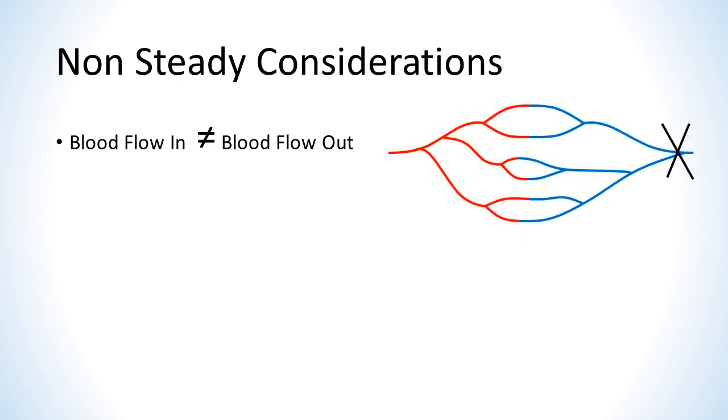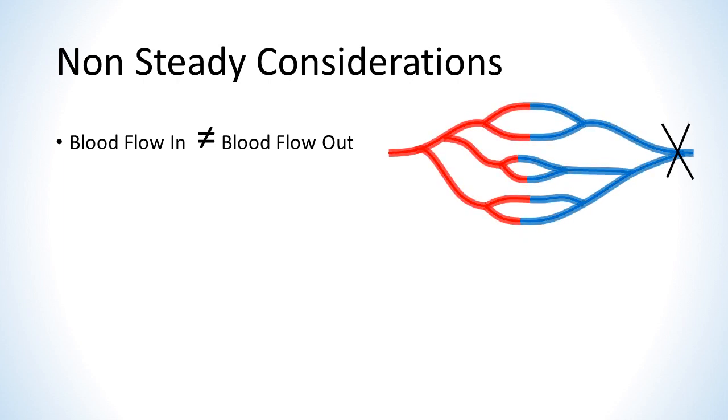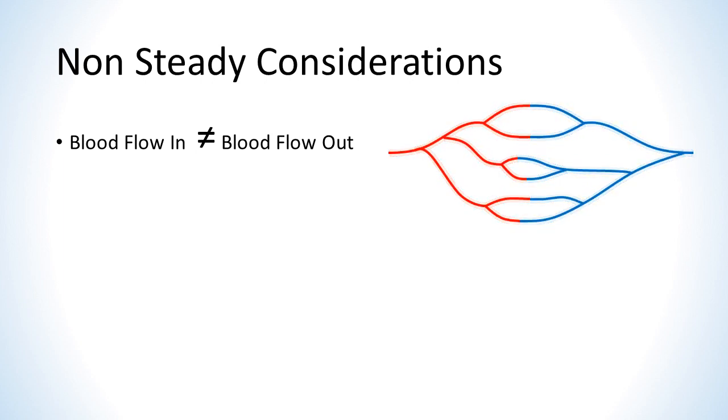When the muscle tension restricts blood outflow, the muscle will start to pump up with blood. This is a non-steady condition because the muscle cannot pump up indefinitely. While the venous occlusion is occurring, we need to remember that blood inflow and outflow are different.